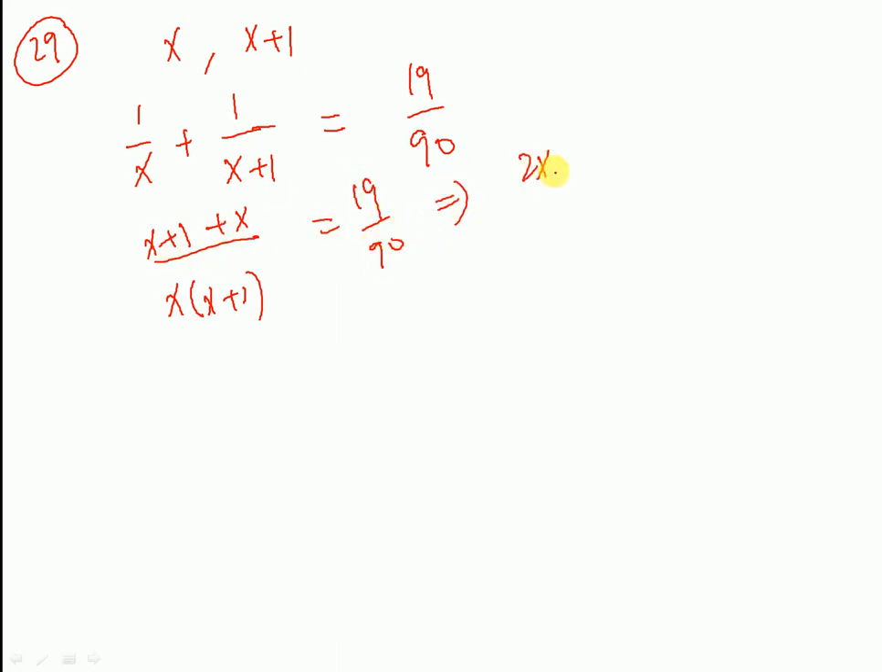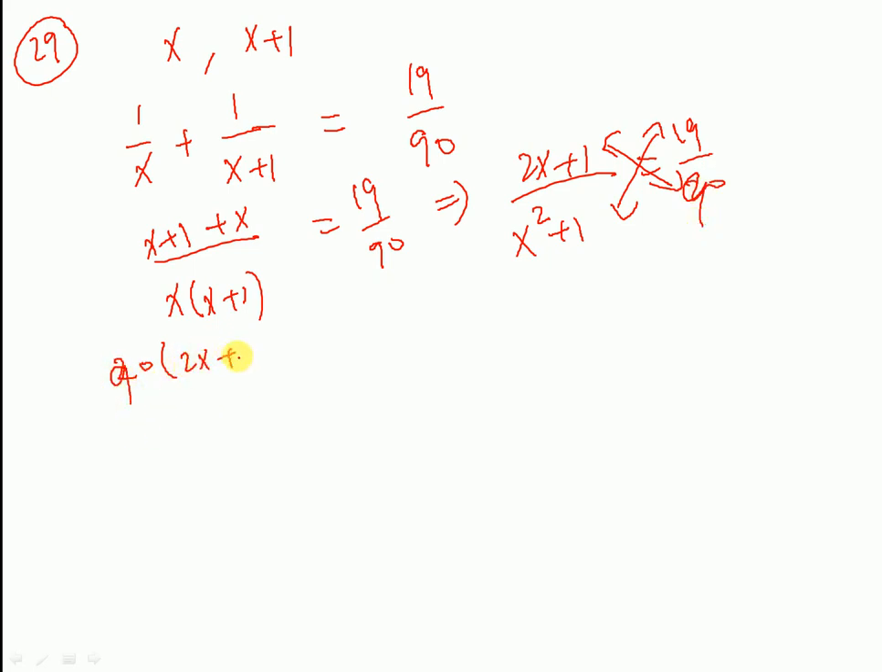On the top it's 2x plus 1, on the bottom is x squared plus 1 when you do the distribution x and x plus 1 here. And this thing equal to 19 over 90, and you can use a cross multiplication technique. So 2x plus 1 multiplied by 90 equal to 19 multiplied by x squared plus 1. Now 90 times 2x, 180x, 90 times 1 is 90, and this is 19x squared and 19.